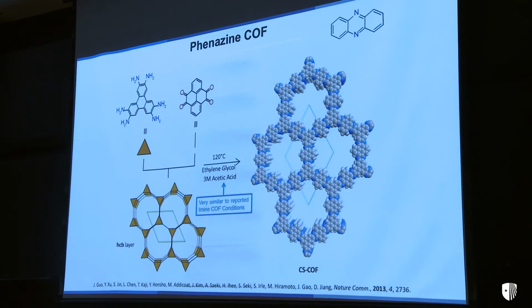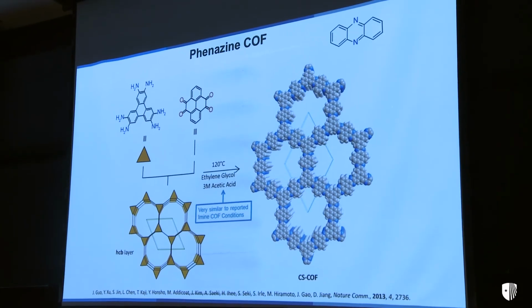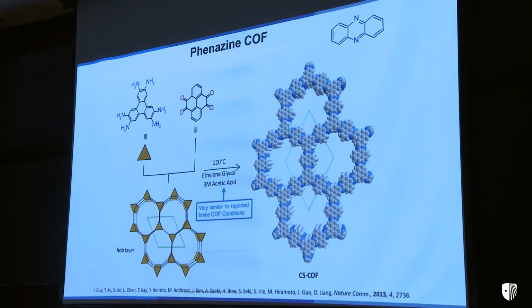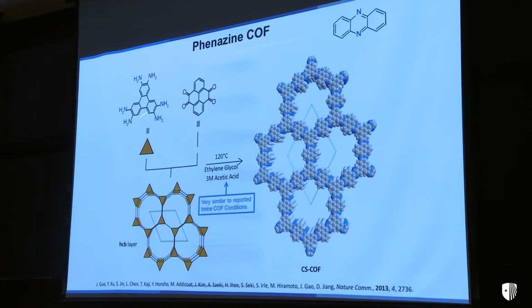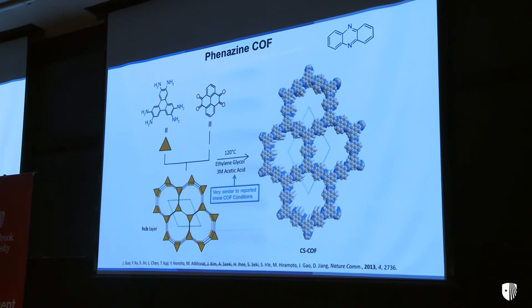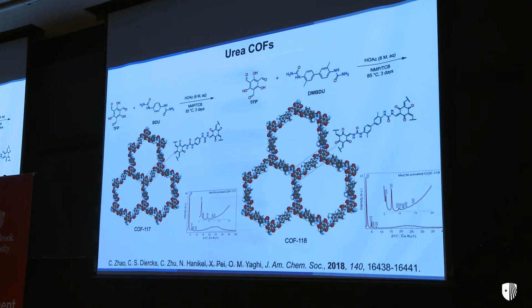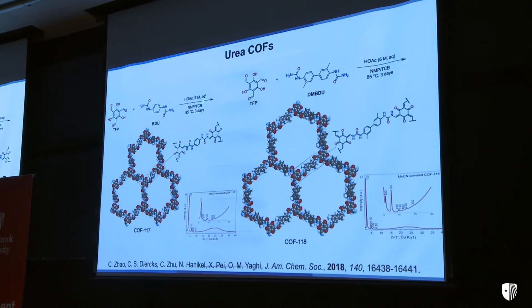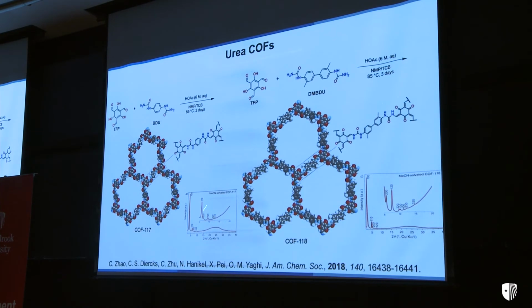Polyimide, phenazine, we got scooped on this one by Dongling Zhang. But look, you can crystallize these linkages in a COF. Who would have thought that you could do that? You combine these two to make an extended structure that's crystalline. Ethylene glycol added. Our group recently reported urea linkages.